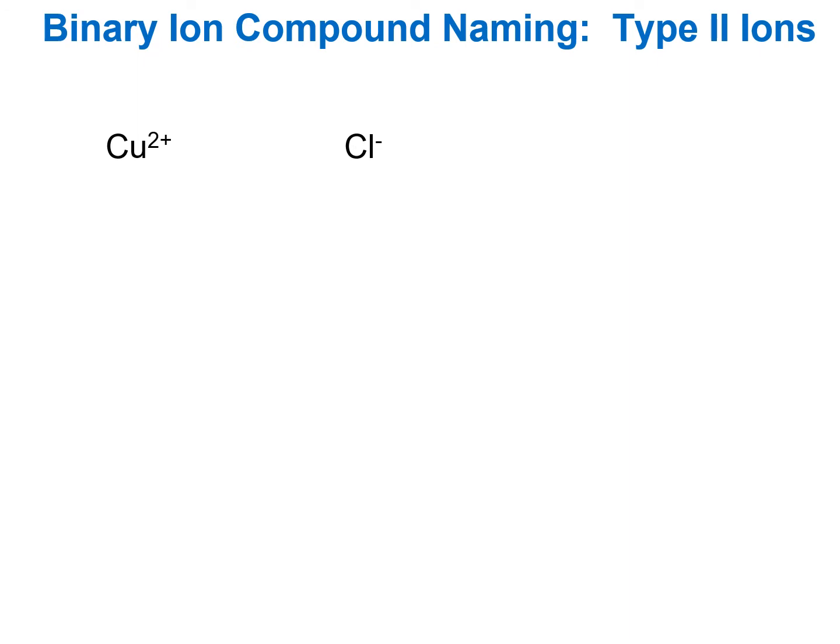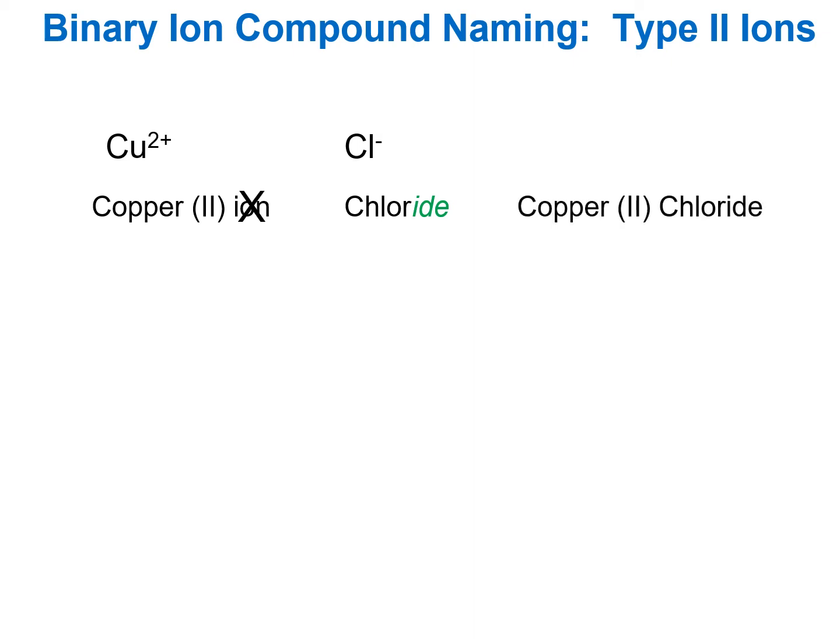So let's name some binary ionic compounds using the type 2 ions. So here's copper and here's chlorine. And we can see copper is going to bring with it that positive 2 charge. So we're going to call it the copper 2 ion. And how do we name this chlorine ion? Chlor and ide. Yay! All right, this is the only deviation that we really needed to take, was putting that 2 after copper. We're going to get rid of the ion just like we did before, and then we're going to call it copper 2 chloride.